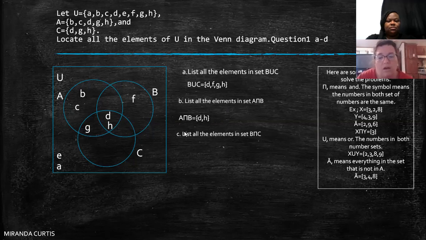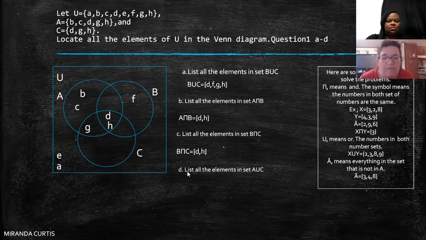Okay, our next section, we have C. It says list all the elements in B, and then we have our little N there with C. So we look over here, B and C, and again, we only have D and H. It's not talking about A.